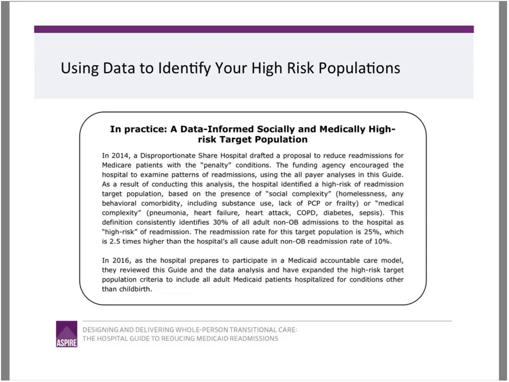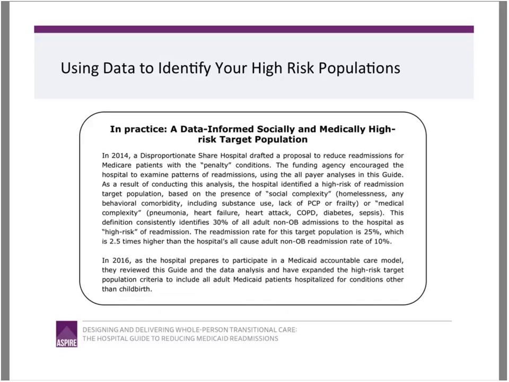And so the elements that they could pick up at their particular hospital for social complexity were homelessness, any behavioral health comorbidity, including substance use, or a lack of a primary care physician. The elements that they picked up for medical complexity were the discharge diagnoses leading to the most readmissions at their hospital, which you can see not only included the heart failure, heart attack, and COPD and pneumonia, but expanded to include diabetes and sepsis. And again, this was from their direct analysis of their all-payer and Medicaid-specific data.